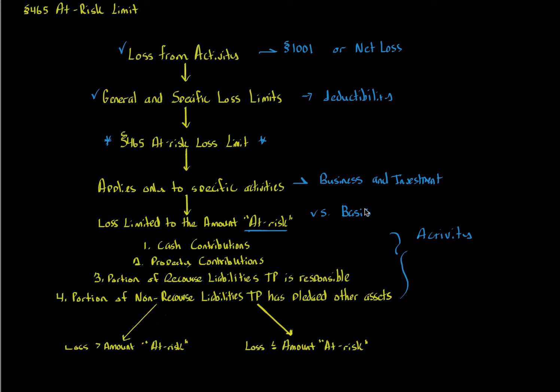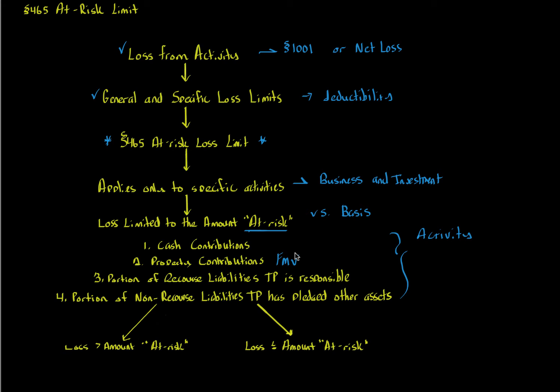Especially if you only have 1, 2, and 3: the cash contributions, the property contributions, and the recourse liabilities. So the cash contributions, again, that's what the taxpayer is contributing to the activity. Property contributions: cash is just face value, but property contributions are going to be the fair market value of the property that the taxpayer contributes to the actual activity. So fair market value is what we use, not the basis.